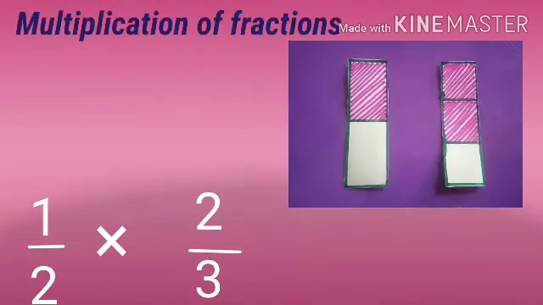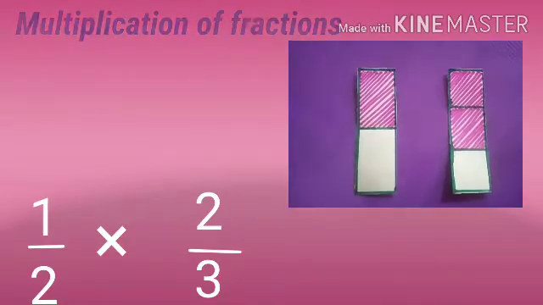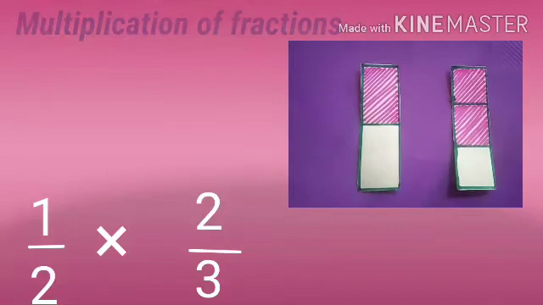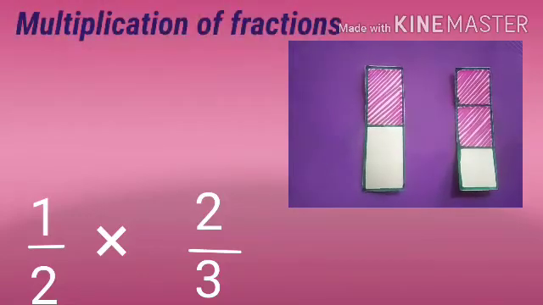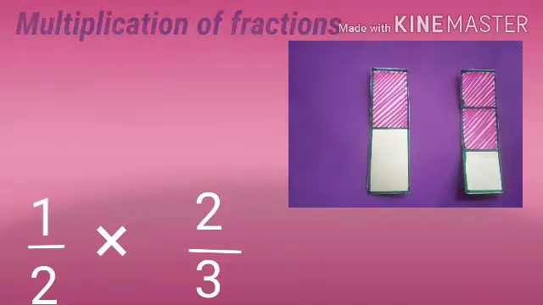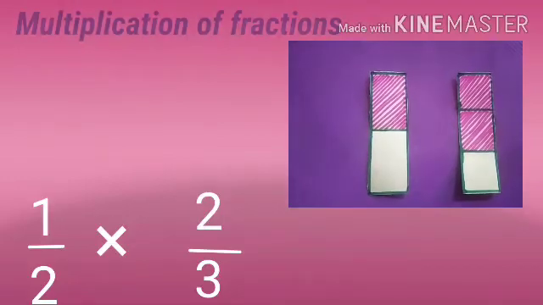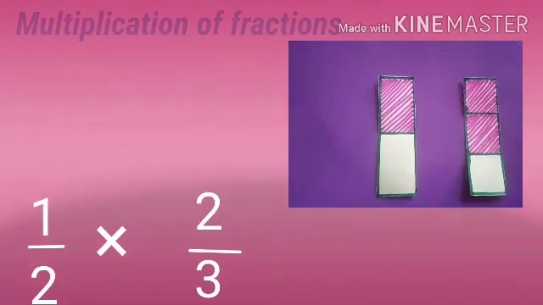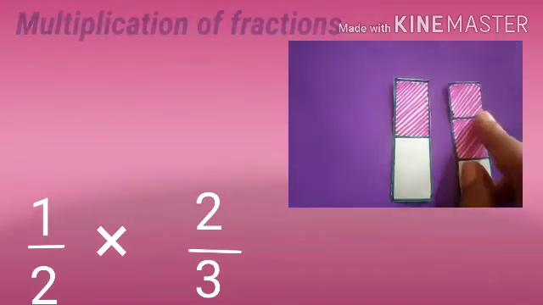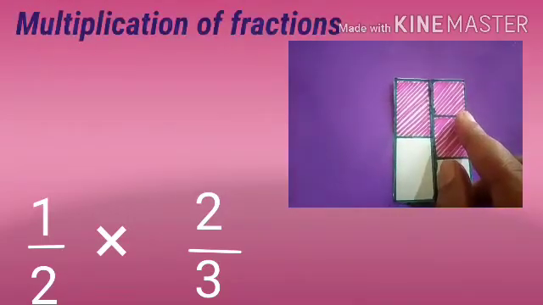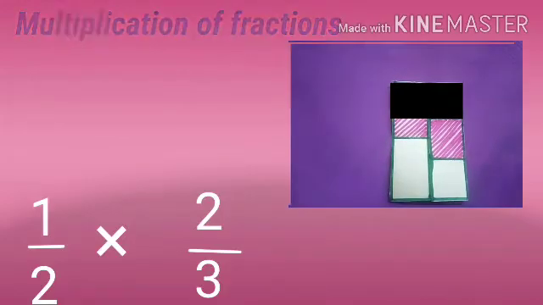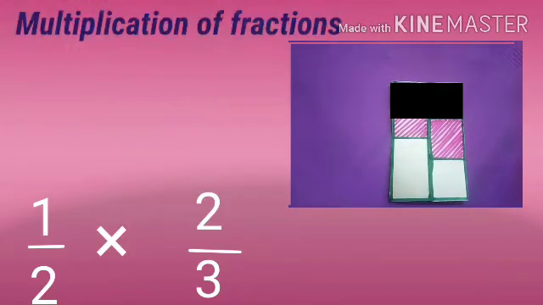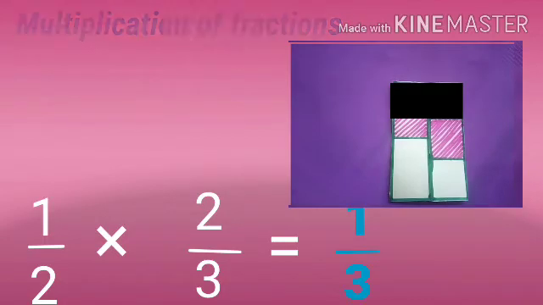Students, first picture represents 1 by 2. Second picture represents 2 by 3. Here, which part has the common colored part in these two fractions? Yes, 1 by 3 is the common colored part. Answer is 1 by 3. That is 1 by 2 into 2 by 3 is 1 by 3.